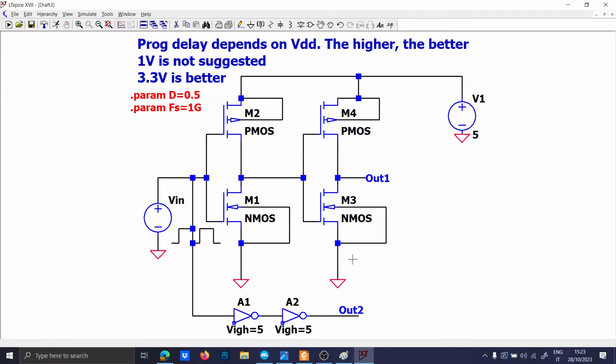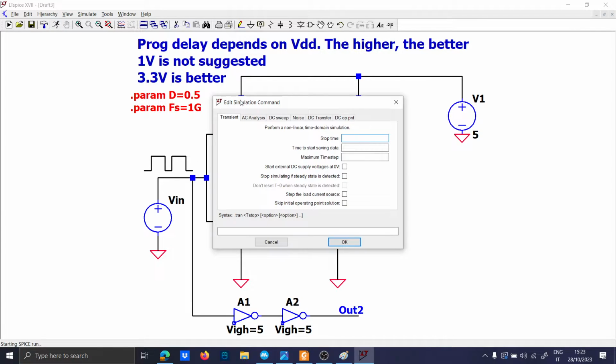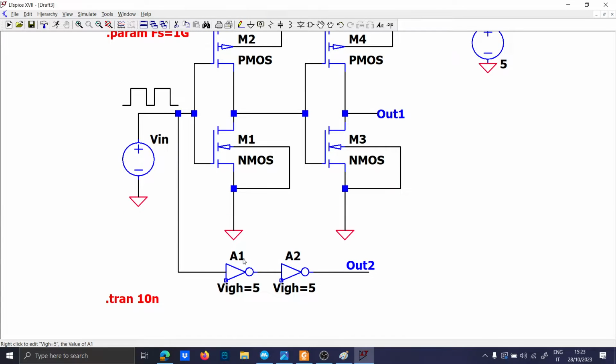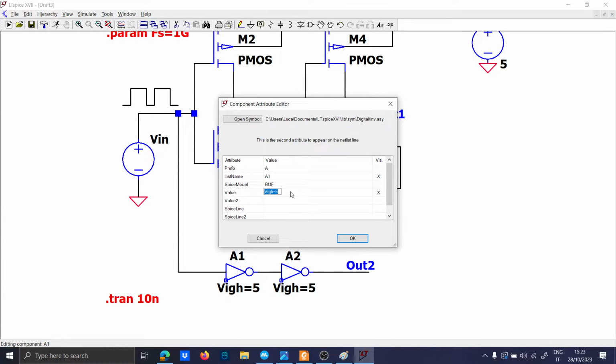Okay, so now this is a battle between me and LTSPICE. Who will win? Well, of course, LTSPICE wins. But why? Let's run the simulation for, I don't know, 10 nano. Should be enough. I wrote it wrong. V high equal to 5.